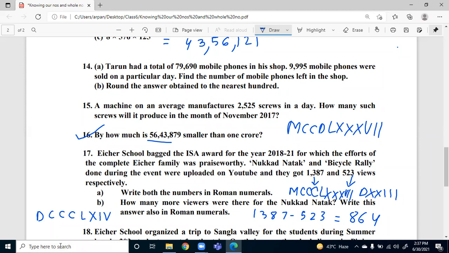So why do you seem to be in such a hurry? I'm saying how many more viewers were there for Nukkad Natak. So you have to subtract these two. So you should say more viewers. For finding out the more viewers for Nukkad Natak, I have to subtract 1387 from 523. So the answer is 864. Now I have converted it. D is 500 and I have to move to 800. So 600, 700, 800. Then 60. 60 is LX and 4 is IV.